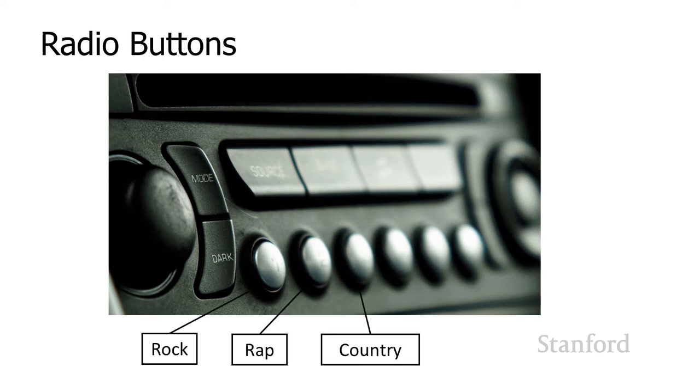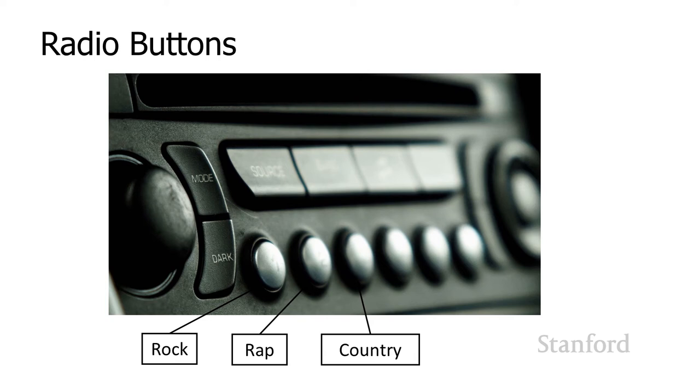So let's say I've got this car radio here, and station one is set to rock, station two set to rap, and station three is set to country. And let's say I'm listening to some rap and I decide I don't like this song and I hit the country button. What should happen? Should I continue to listen to rap and listen to country simultaneously so they both play over the radio at the same time? No, that would be weird.